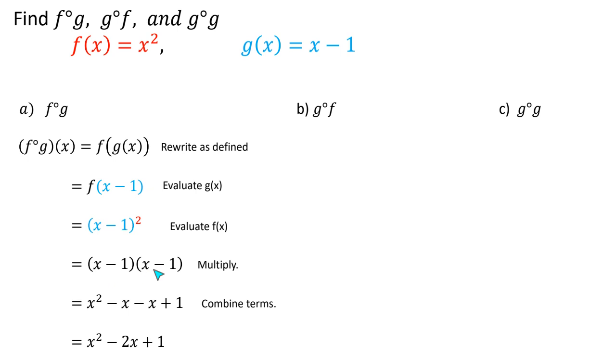So x minus 1 times x minus 1 gives me x times x is x squared. x times negative 1 is negative x. Negative 1 times x is negative x, plus 1. Negative x and negative x is negative 2x. So my final answer here is x squared minus 2x plus 1.